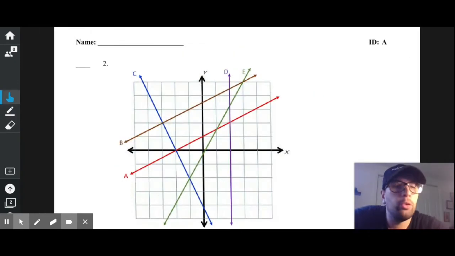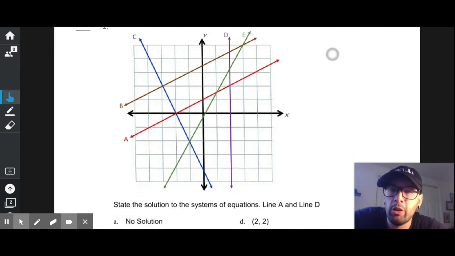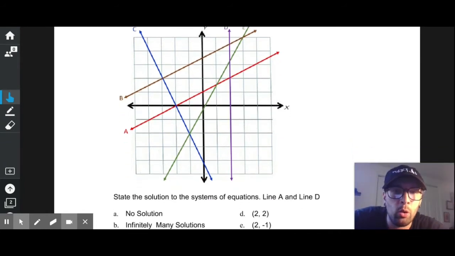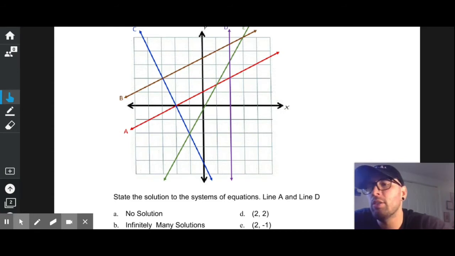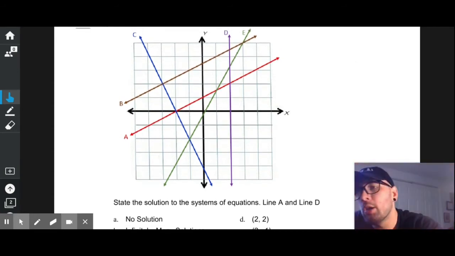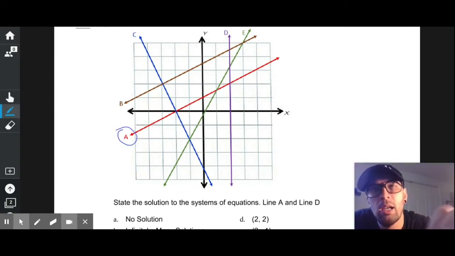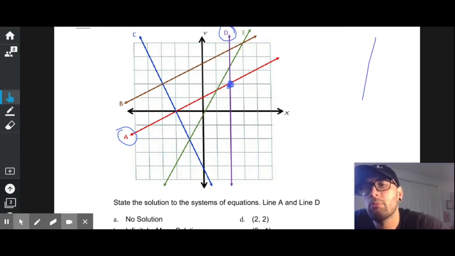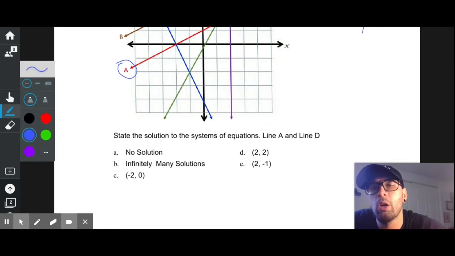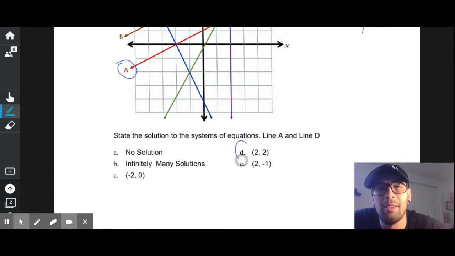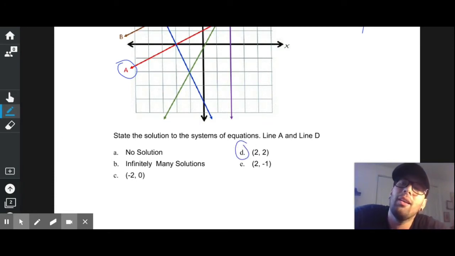Easy. Problem 2, pretty similar to problem 1. What am I supposed to do here? State the solution to the system of equations for lines A and D. So which one's A? A is red, D is purple. So those two lines, A and D, intersect right there, which is the point (2, 2).